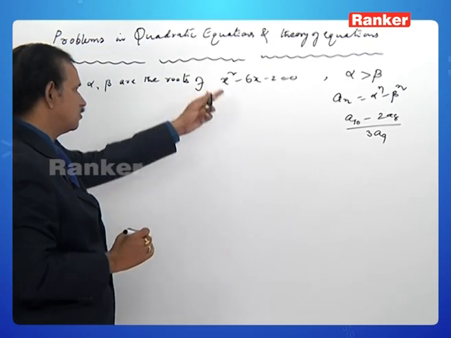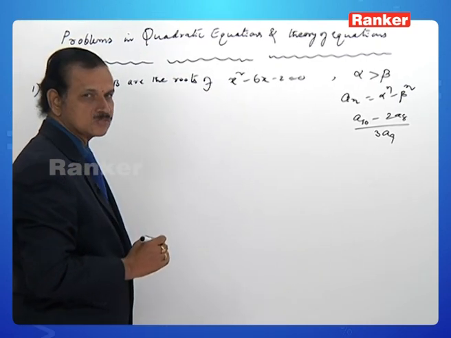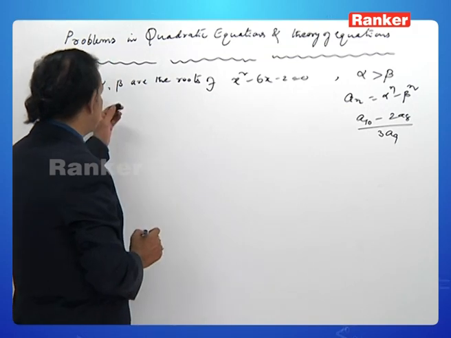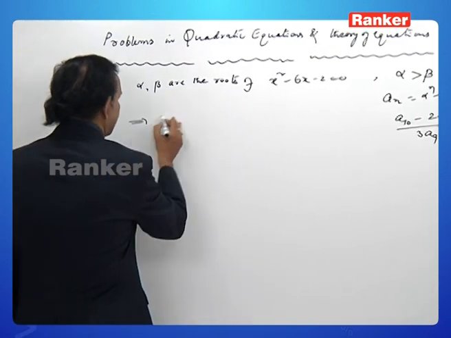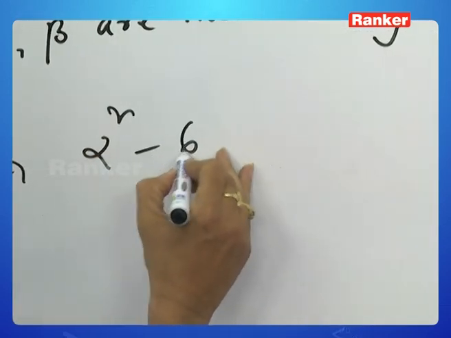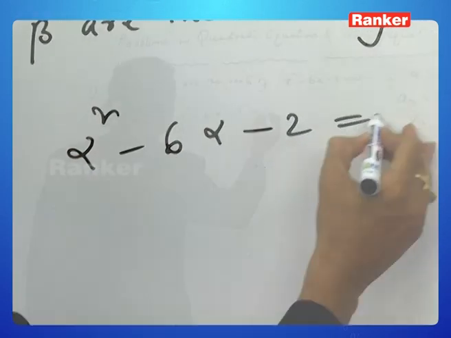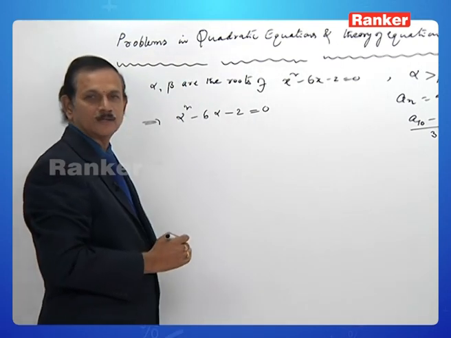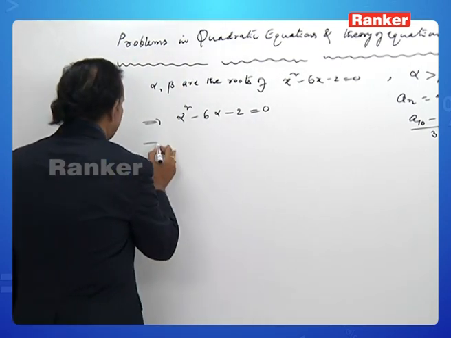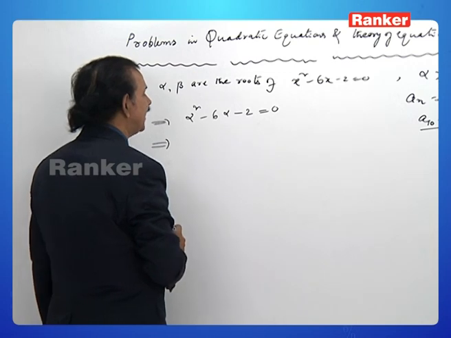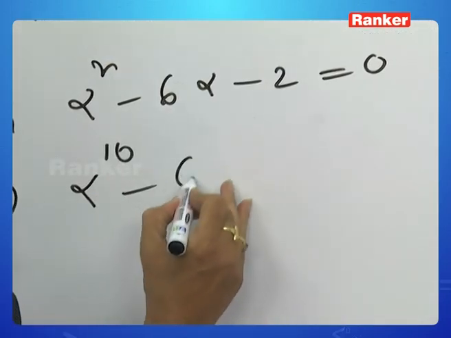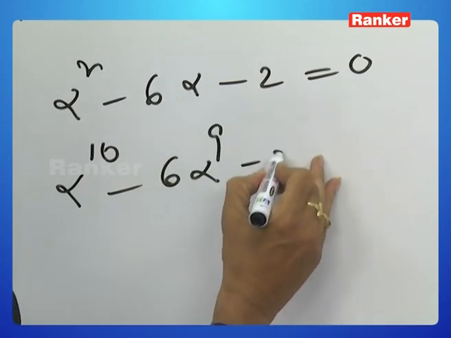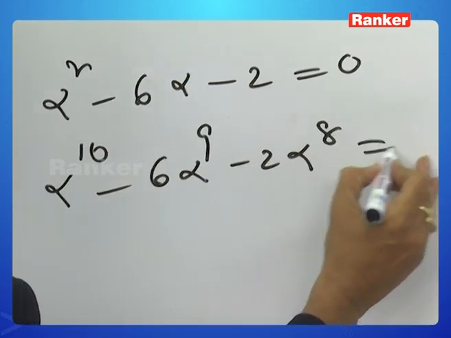Alpha and beta are the roots of x square minus 6x minus 2 is equal to 0. Let us first make use of alpha. Alpha is a root of that, which implies alpha square minus 6 alpha minus 2 is equal to 0. Now, let me multiply this equation with alpha power 8. What happens? Alpha power 10 minus 6 alpha power 9 minus 2 alpha power 8 is equal to 0.